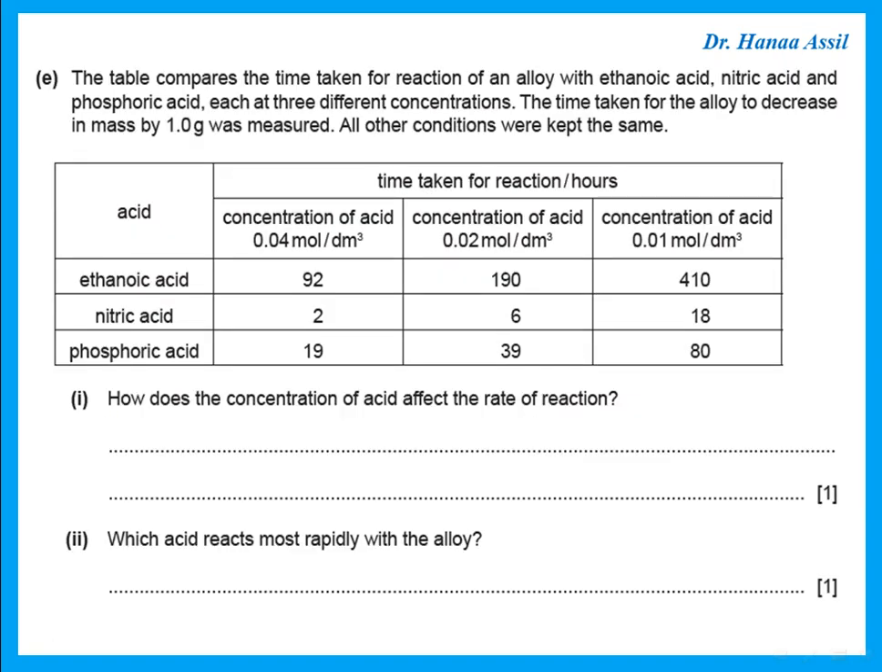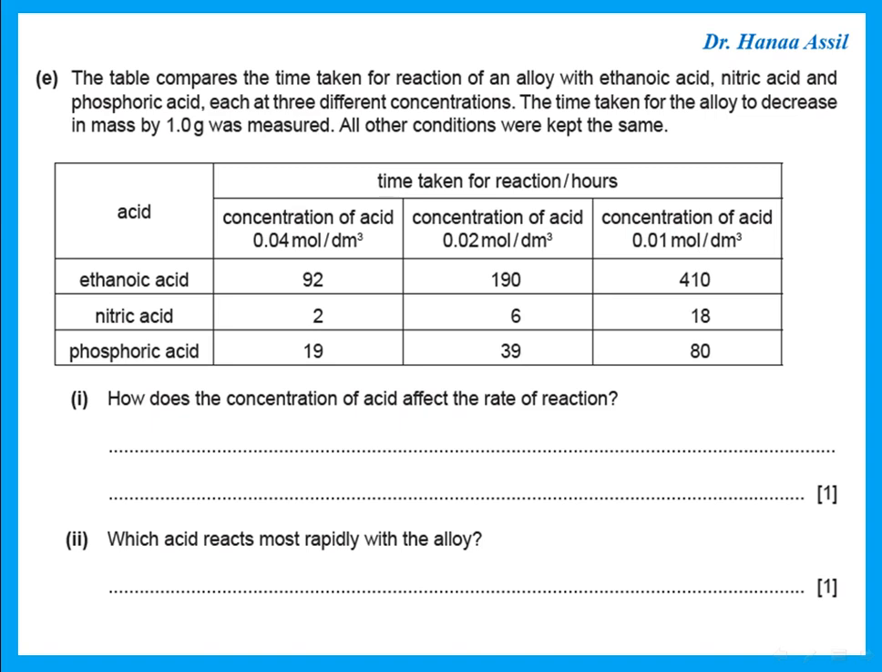The table compares the time taken for reaction of an alloy with ethanoic acid, nitric acid, and phosphoric acid, each at 3 different concentrations. The time taken for the alloy to decrease in mass by 1 gram was measured. All other conditions were kept the same. So he's measuring time, first of all, and he's changing concentration of acid, and he's using 3 different types of acid.